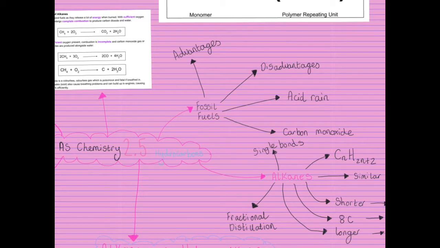So first off, we're just going to look at fossil fuels. We know them as coal, gas, petroleum, and we know that they come from crude oil, we mine for them, and there's all sorts of things going on there.